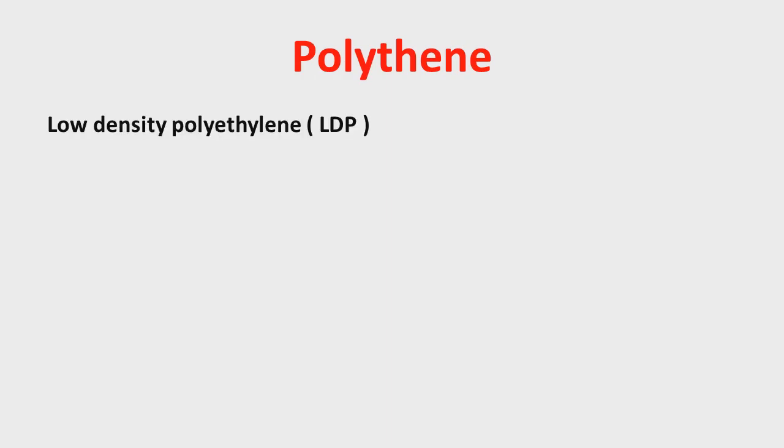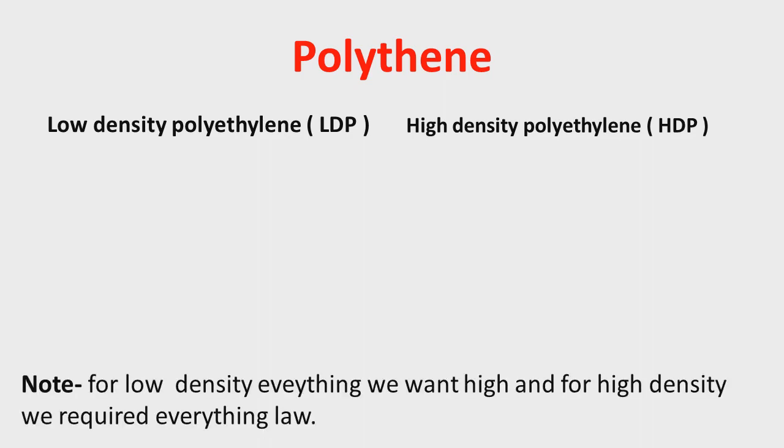Hello students, here I am going to explain another important topic: what are the categories of polythene. There are two categories of polythene. One is low density polyethylene, also called LDPE, and the other is high density polyethylene, also called HDPE. Here I am going to explain the differences between these two and how they are prepared.